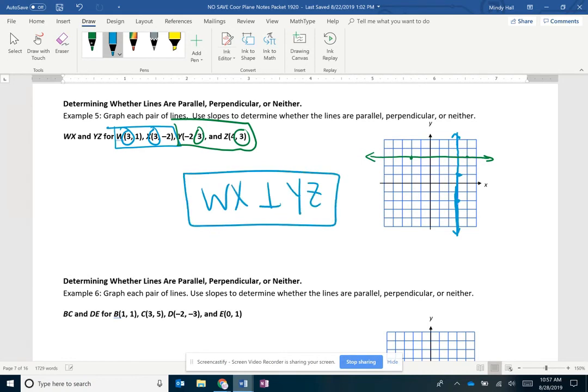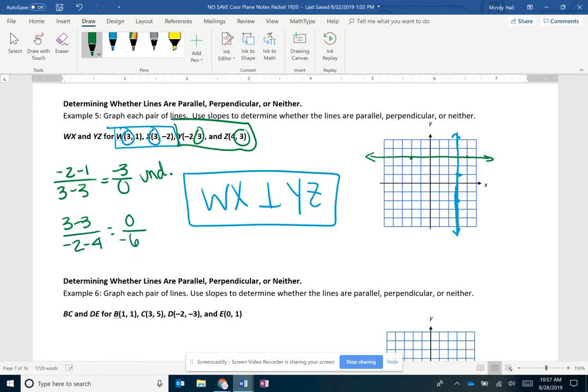And if your OCD is kicking in, you really just want to have those formulas. -2 minus 1 over 3 minus 3 gives me -3/0, which is undefined. And then for YZ, you would have 3 minus 3 over -2 minus 4, which gives you 0 over -6, which is just 0. So 0 and undefined are perpendicular.